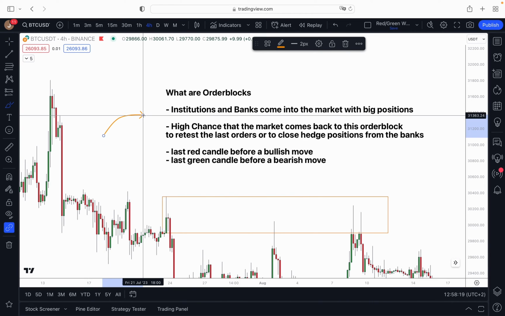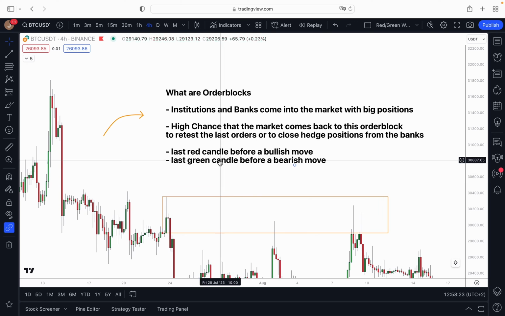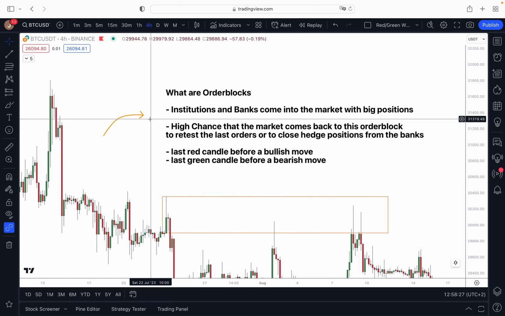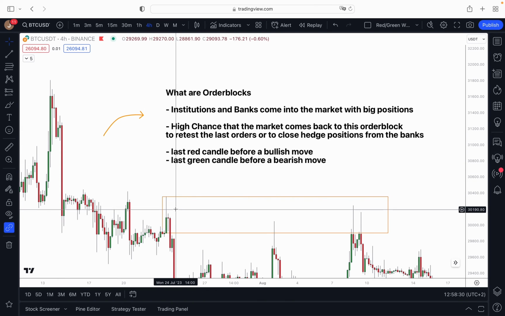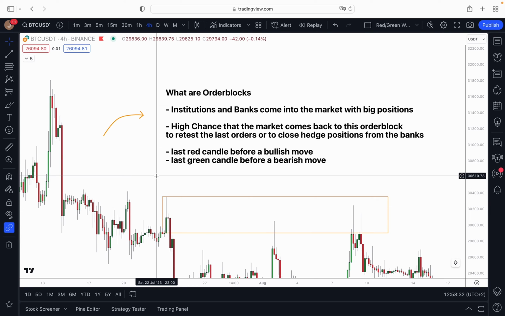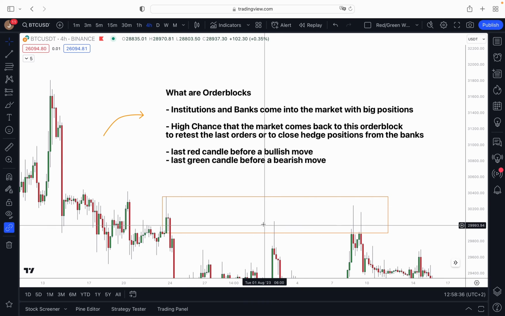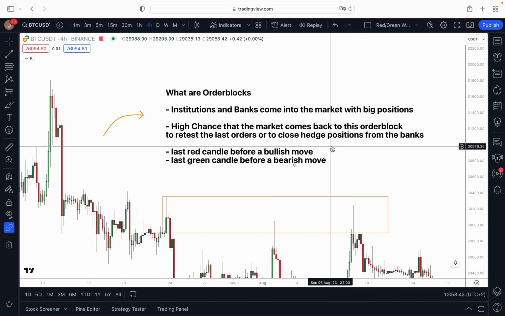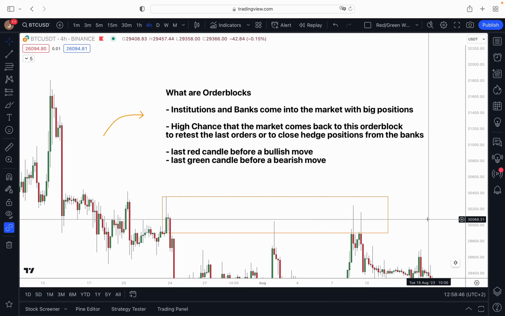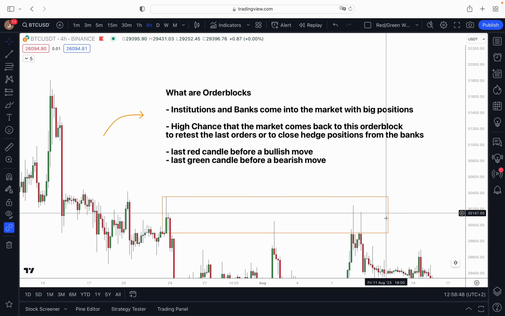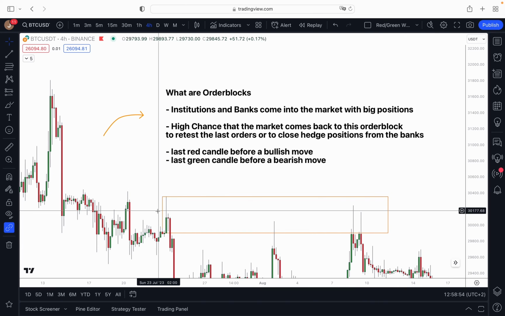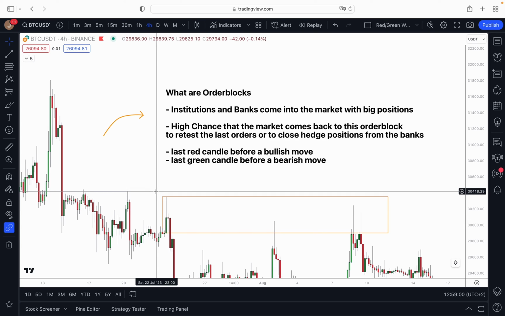So here you can see the most important information. What are order blocks? Again, order blocks are areas where institutions and banks come into the market with big positions. They try to defend their orders or close their hedge positions. So the chance is really high that we come back to this order block and see a trend continuation. And you will mark the last green candle before a bearish move or the last red candle before a bullish move. So this was it for this video.